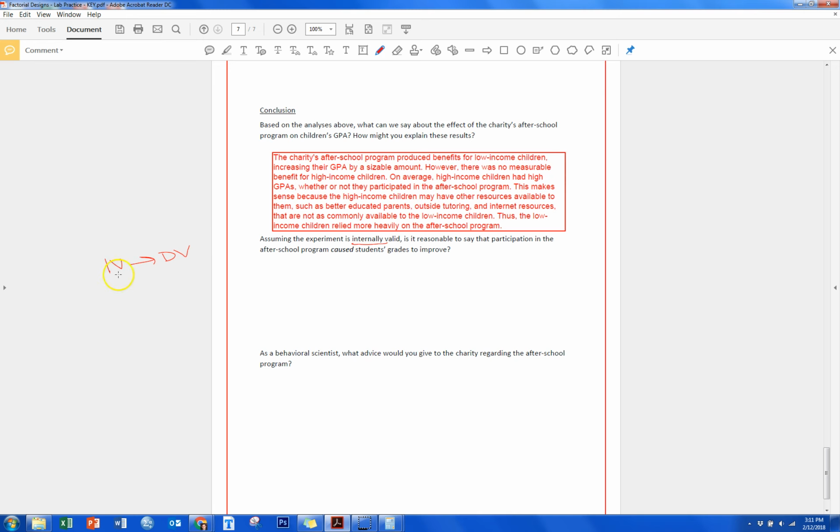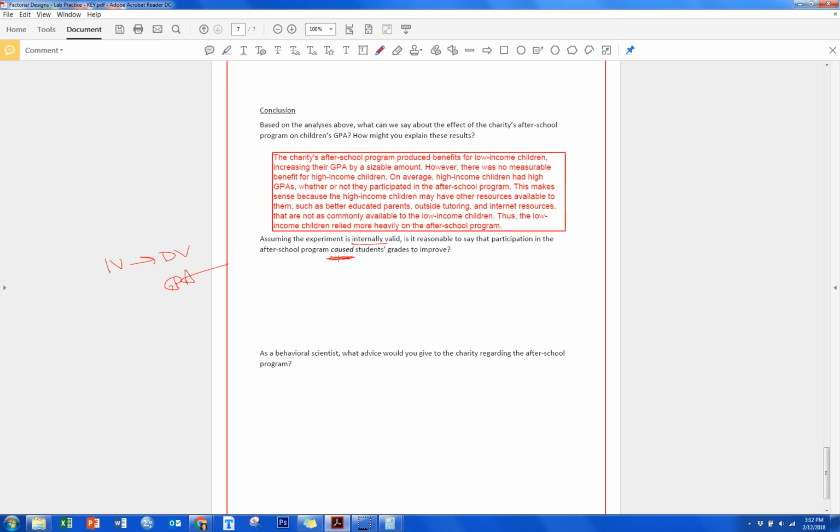But assuming that the independent variable is what is truly associated with the change in GPA, then is it fair to say that the program caused the grades to improve? So in a study where it's simply a correlational study, you collect data and look to see how two variables are correlated, you have to be very careful not to use, or very tentatively use, causal language or make causal inferences.